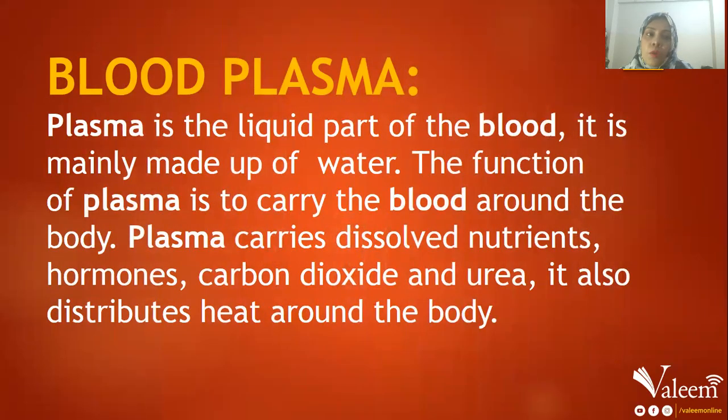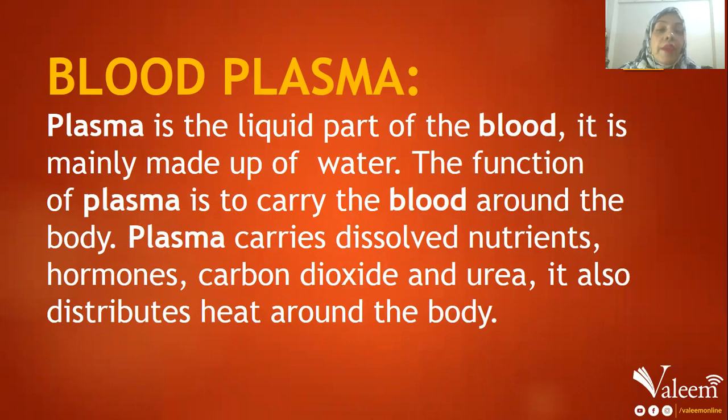Now the last topic, the plasma. What is blood plasma? Blood plasma is the liquid part of the blood, and I told you that it is present 55% in our blood. This 55% blood plasma consists of 90% water. What is the percentage of water in the plasma? The 90% water present in the plasma.